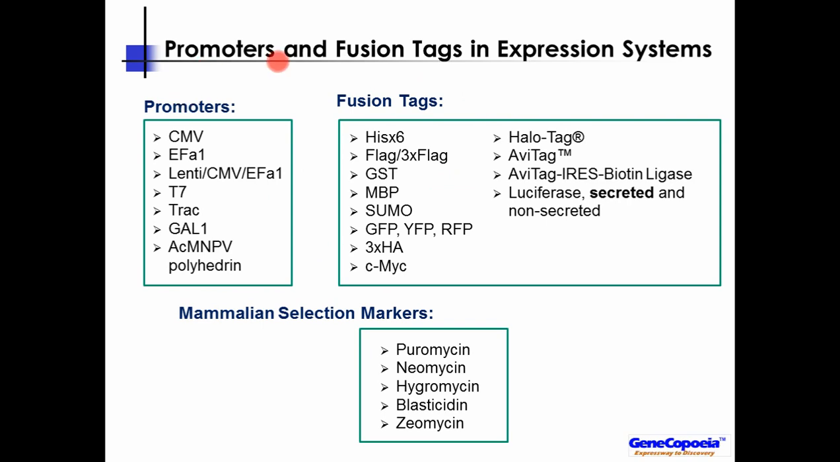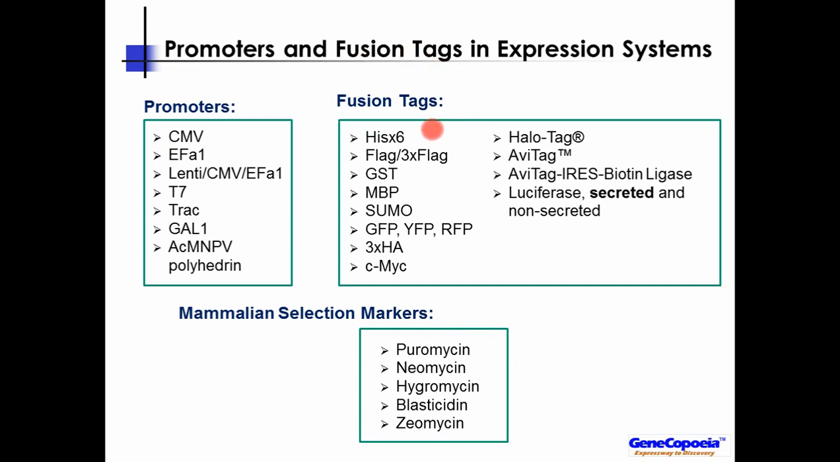Our ready-to-express ORF clone systems also come with a number of promoters, fusion tags, and markers. As far as promoters go, these are usually constitutive overexpressed promoters, although we do have some inducible ones. The most common promoters are the CMV and EF1 alpha promoters, and we also have CMV and EF1 alpha in lentiviral vectors. We also have the T7 promoter for in vitro transcription or transcription in bacteria, and then some other specialized promoters like GAL1 for yeast two-hybrid studies.